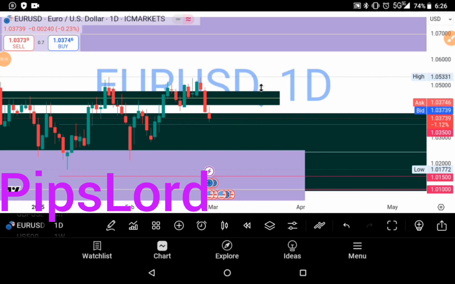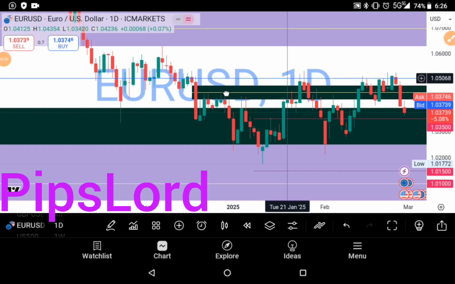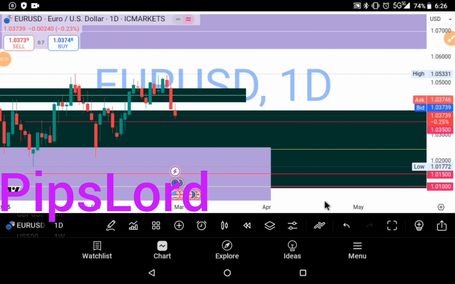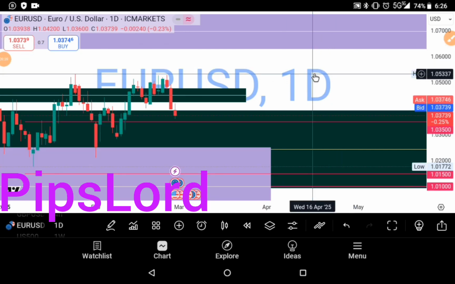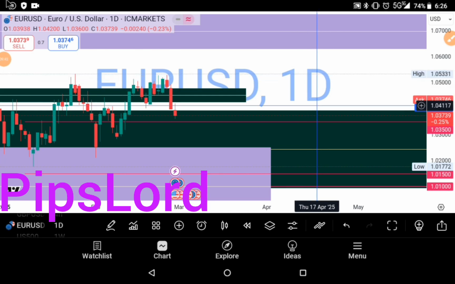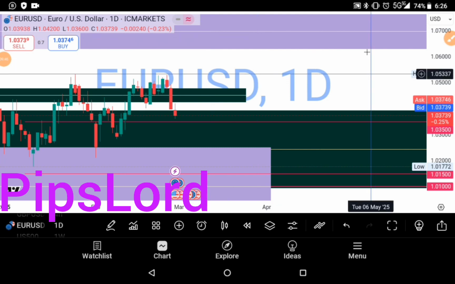So the coming week, how will I decide? I'll still be interested in that level, 1.05500, as long as the market price stays above 1.03500. So I'll be expecting 1.03500 to serve as a support.